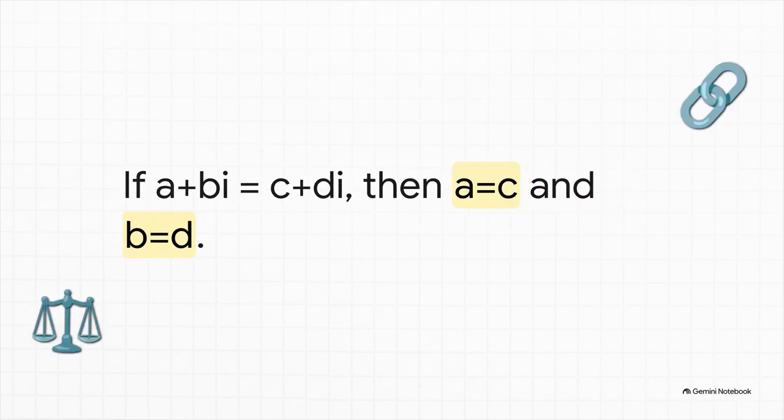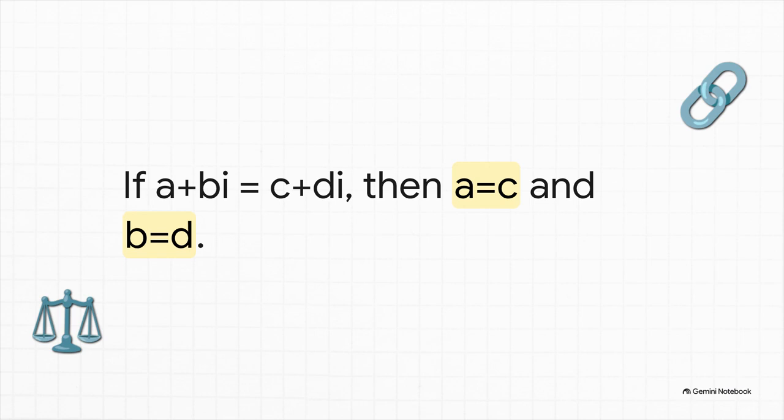But how do these teams actually interact with each other? Well, when you set 2 complex numbers equal to each other, like A plus Bi equals C plus Di, you just have to remember one golden rule. Real parts only talk to real parts, and imaginary parts only talk to imaginary parts. It's almost like they speak 2 entirely different languages.